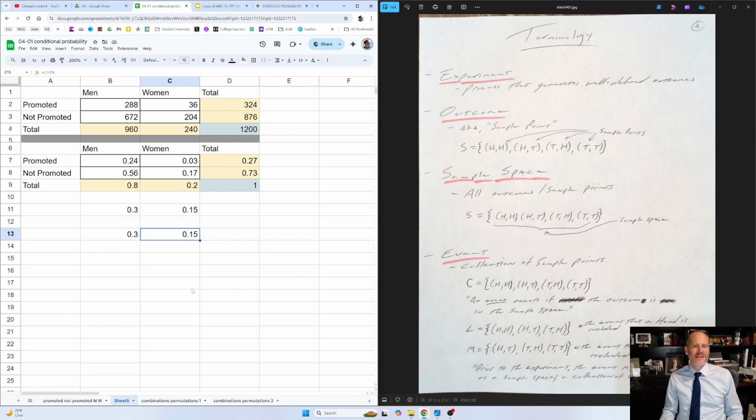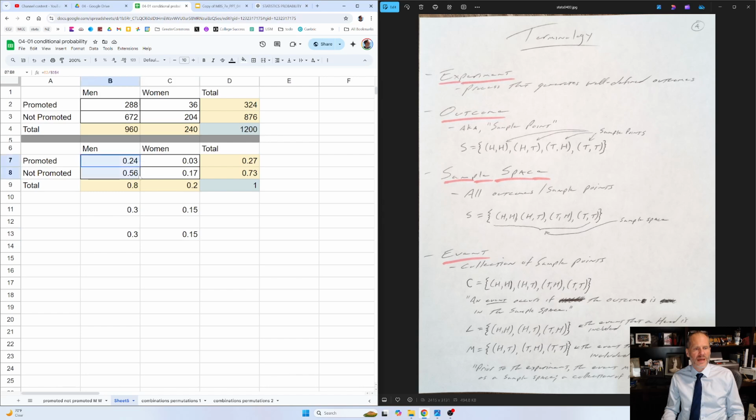So that's a little bit of an example, and it's okay. Hopefully you understood that. If not, just rewind it. But what percentage? 288 out of 960 is the percentage of men being promoted. And then what percentage of women being promoted? 36 out of 240, so 0.3 versus 0.15, or 30% versus 15%. So it's twice as much for men.